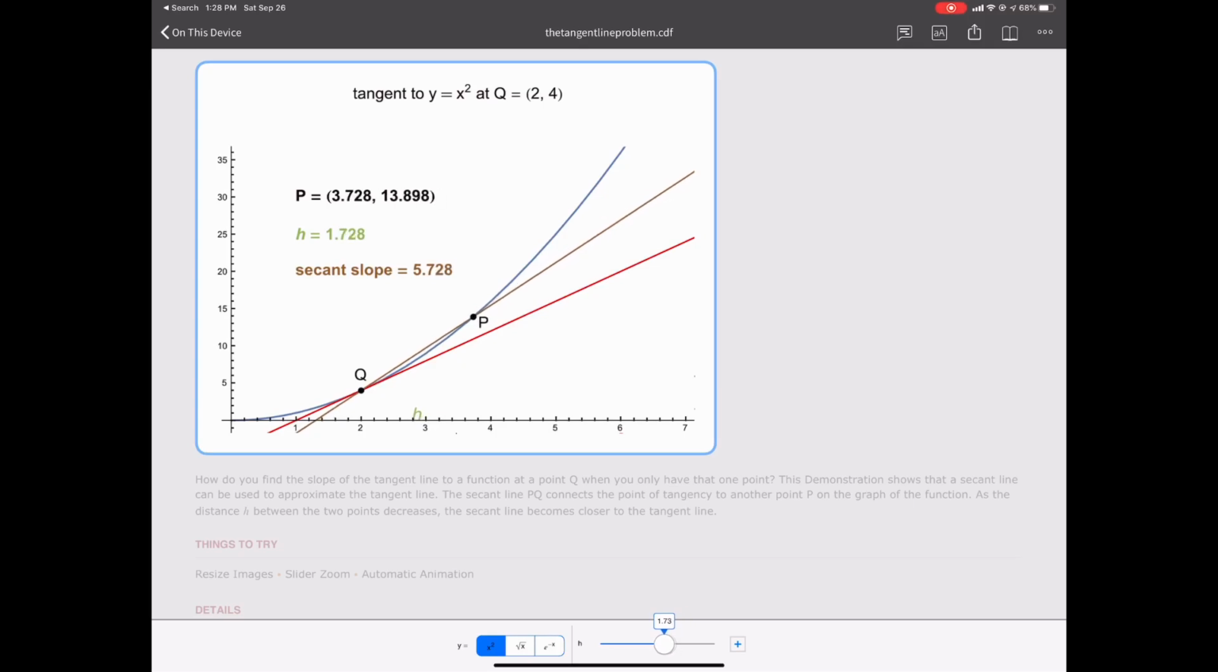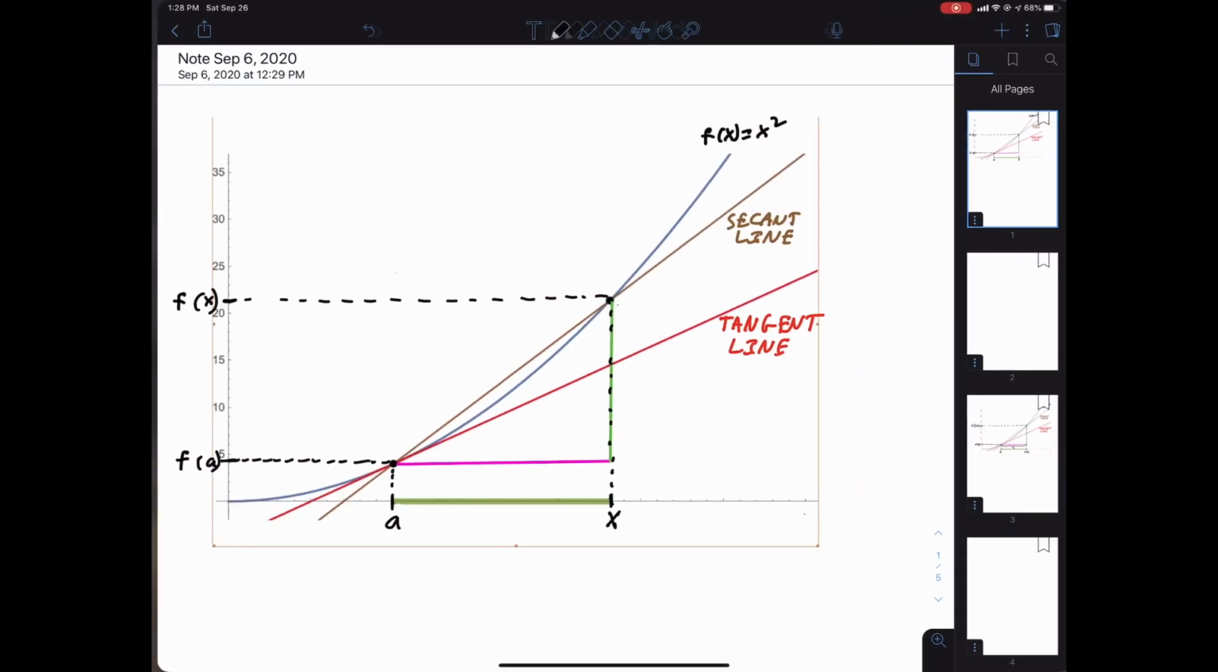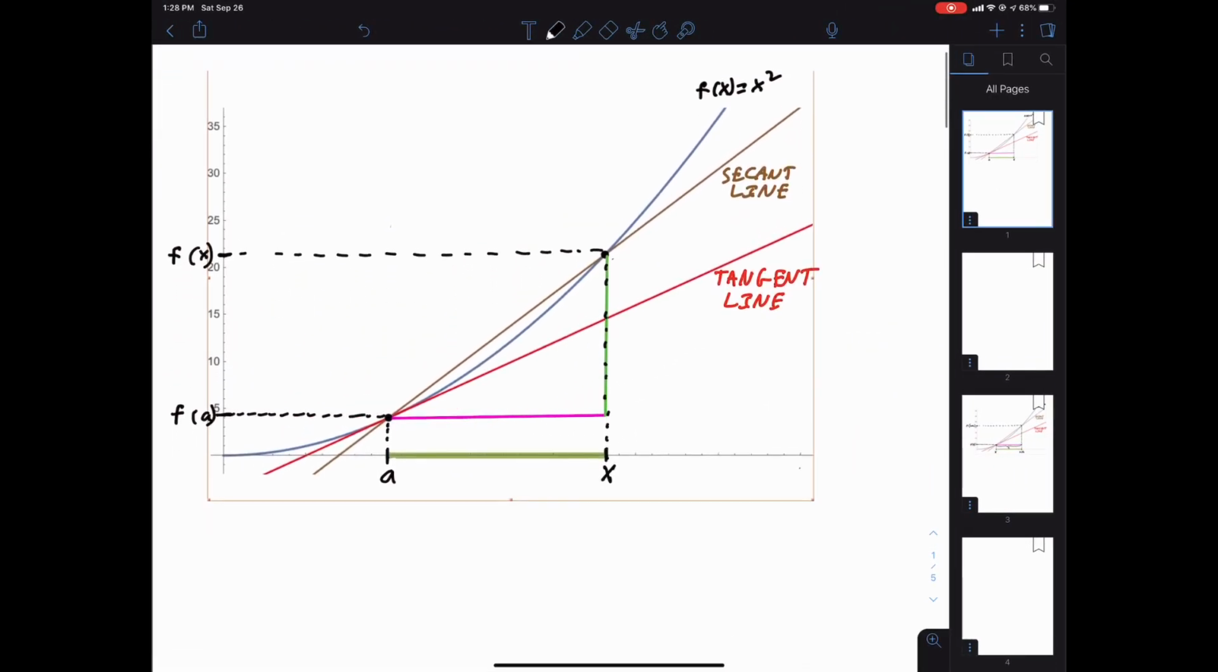So again, look, as the x distance from P to Q gets smaller and smaller, the slope of the secant line becomes the slope of the tangent line. It approaches it, and in the limit, it becomes it. Okay, so here we go.